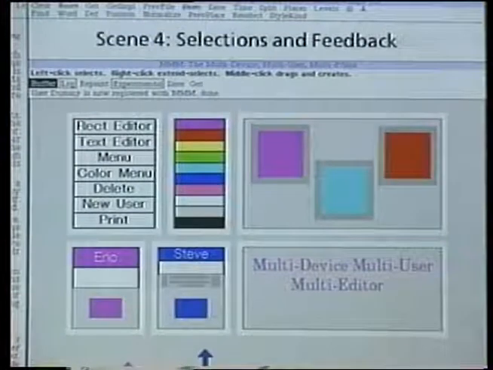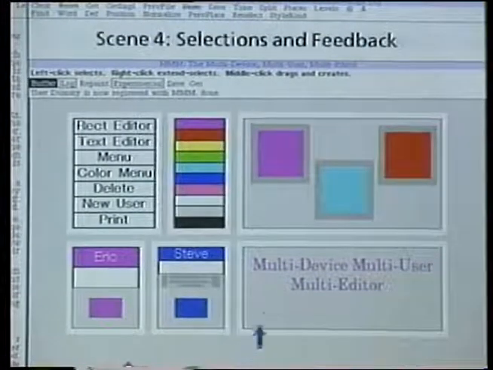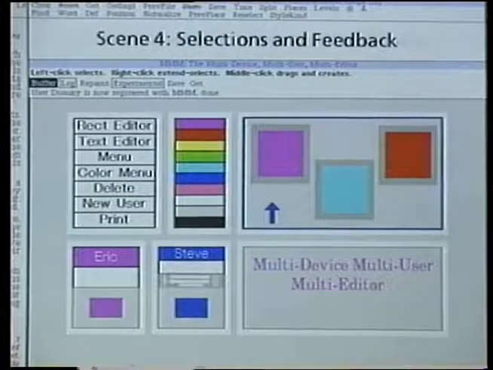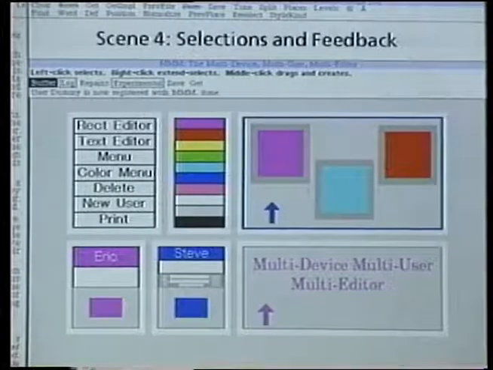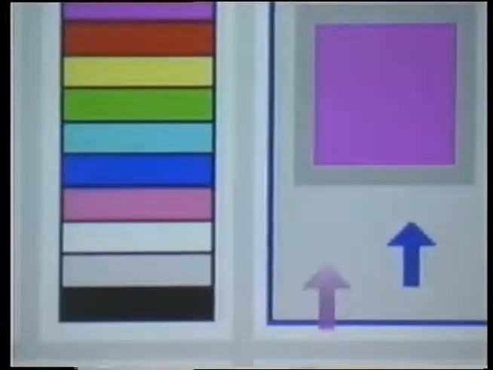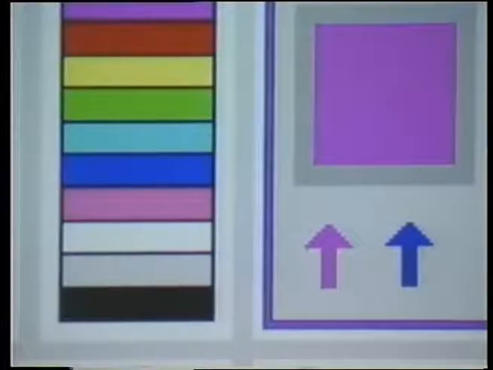MMM uses colored borders to indicate in which editor a user is currently working. For instance, the rectangle editor has a blue border when Steve is working in it, and the text editor has a magenta border when Eric is working in it. When Steve and Eric work in the same editor, both colors are displayed.